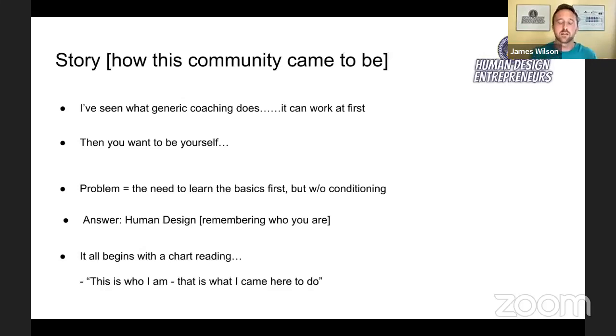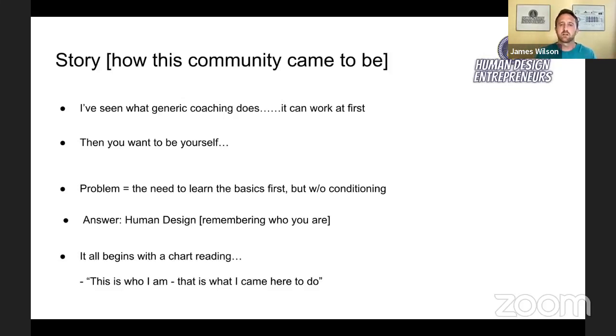So the answer I have found, and I imagine a lot of people have found here in the profundity of human design, is it helps you remember who you are and stay true to yourself despite any future conditioning that might happen. If that resonates with you, in the chat, type in HD. HD if that resonates with you.